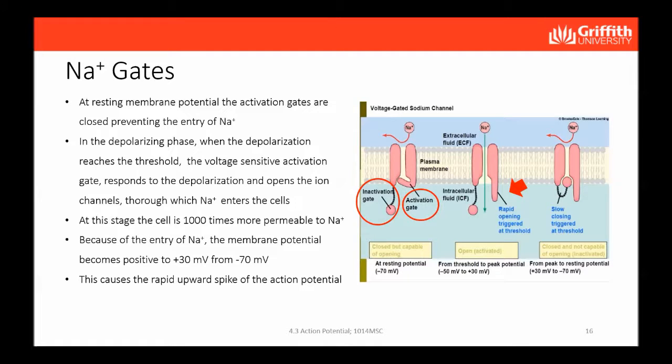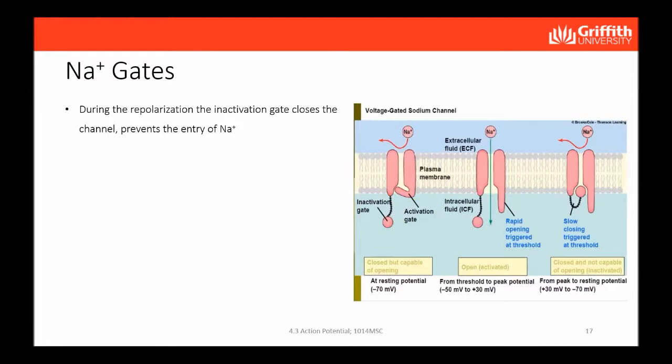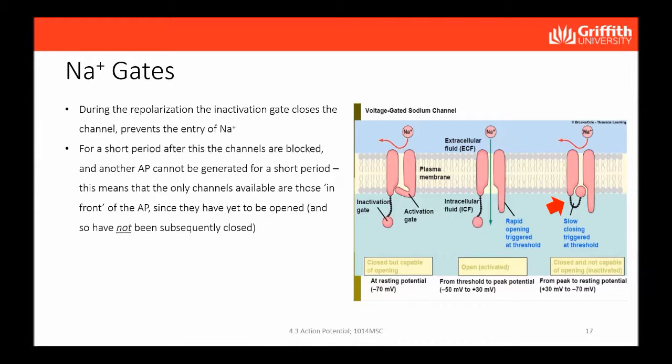As more and more sodium rushes into the neuron, the membrane potential becomes positive, from -70 millivolts to +30 millivolts. This causes a rapid upward spike of the action potential. During the repolarization phase, the inactivation gate closes the channel and prevents the entry of sodium into the cell. After these channels are blocked, the cell cannot generate another action potential for a short period of time. This means that the only channels available are in front of the action potential, since they are yet to be opened. As a result, the action potential is transmitted only in one direction.